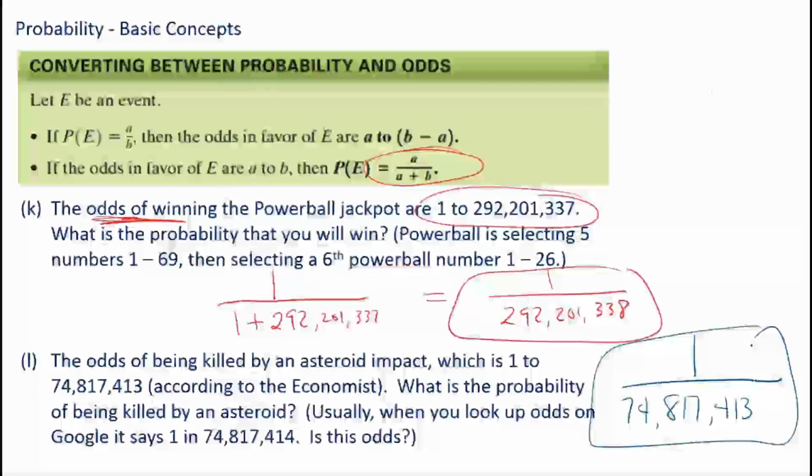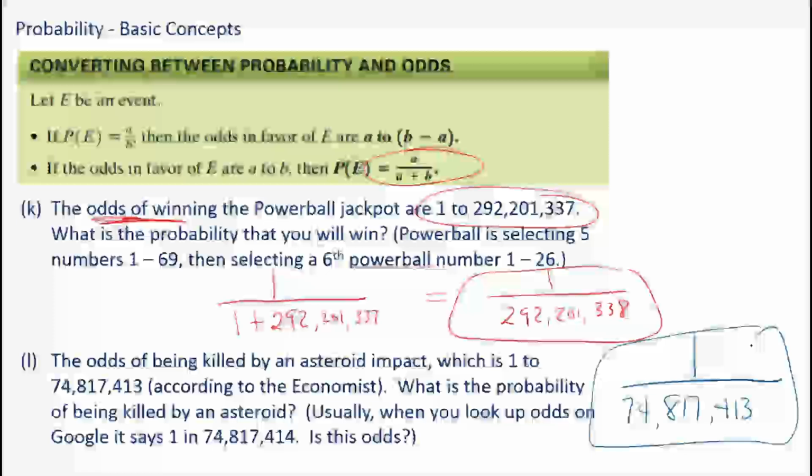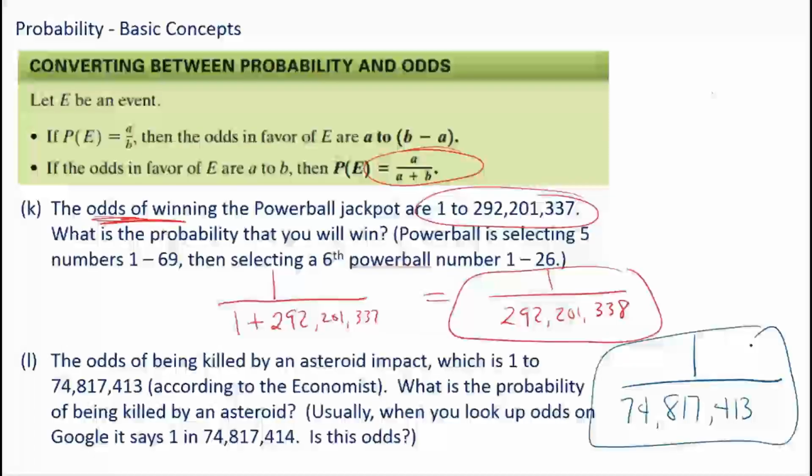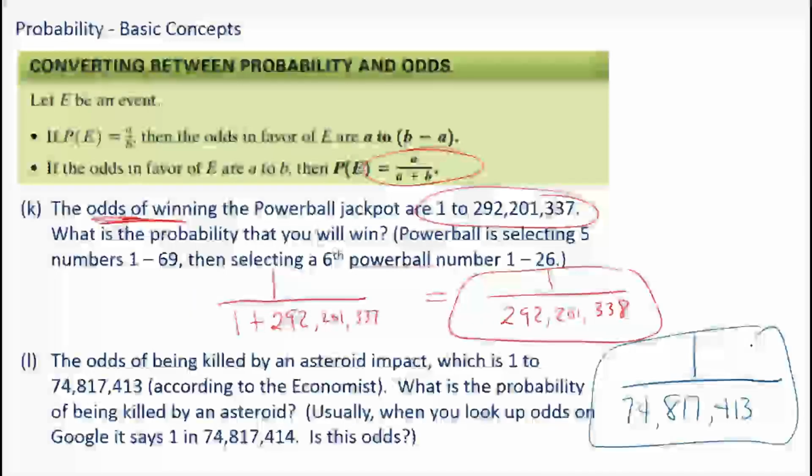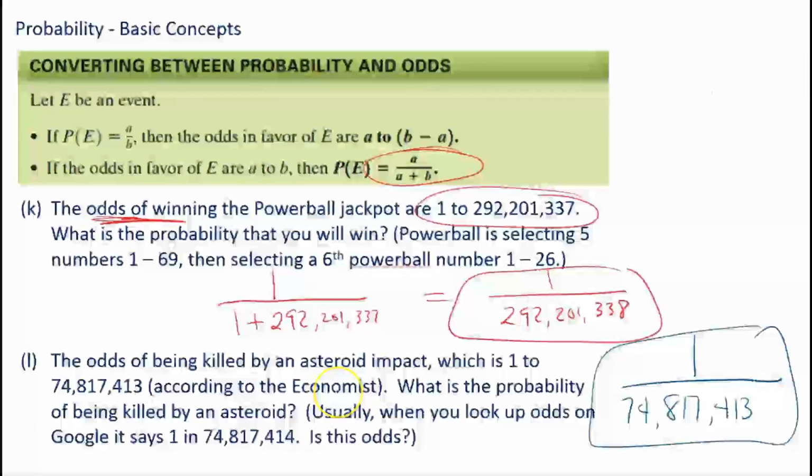The reason I wanted to do this is because, look, your odds of getting hit by an asteroid are actually a good bit better than your odds of winning Powerball. That's so fun. But they are. But people actually win Powerball, and I don't know anybody that's been hit by an asteroid, but there you go. And it says that was according to The Economist, which is a publication. So what do they know, right?